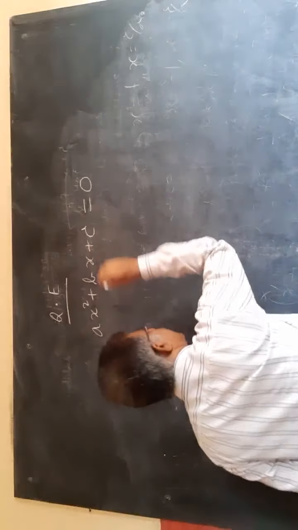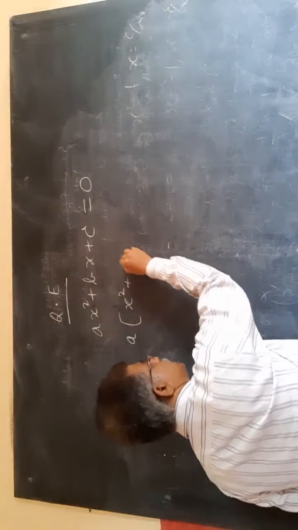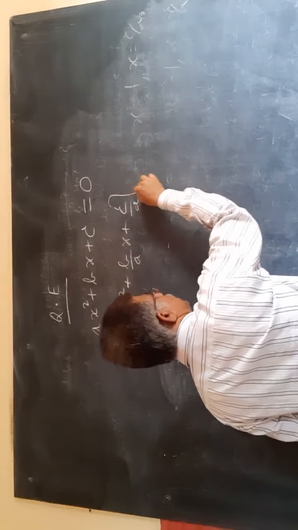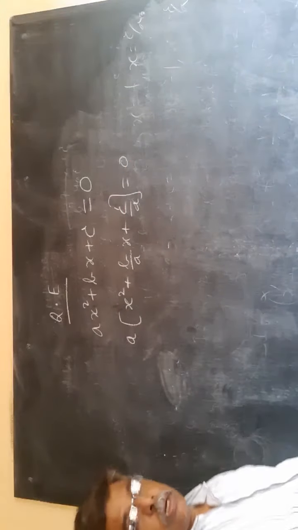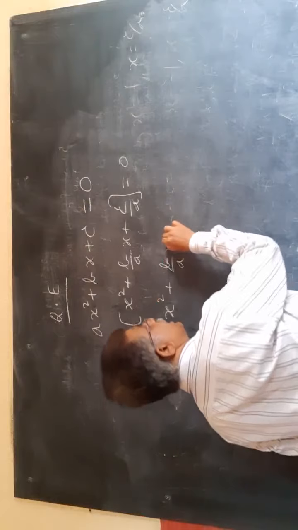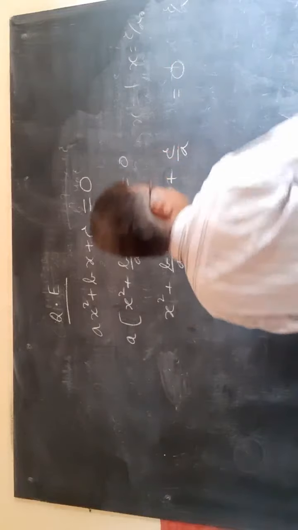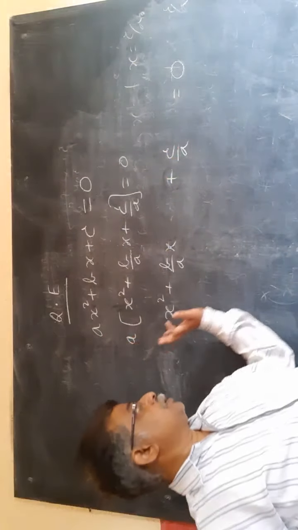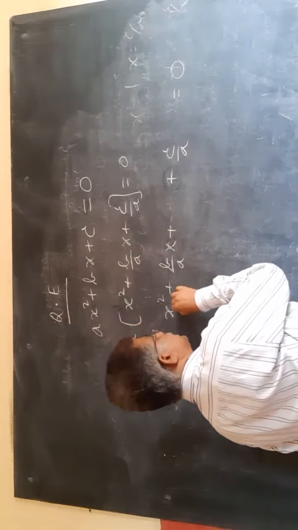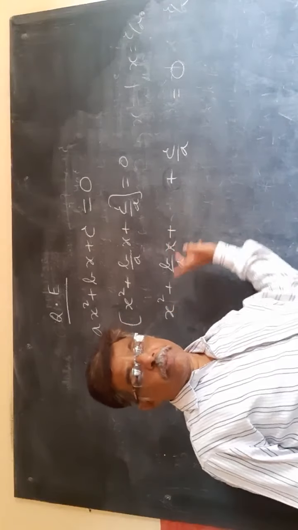If we take a common, the equation becomes x square plus b by a x plus c by a equal to 0. I am taking a common, so the left out equation is this. Now, if you observe, this is a square, this is 2ab. If I have b square, then I can write it as a plus b whole square.